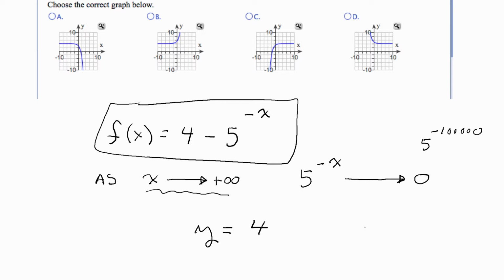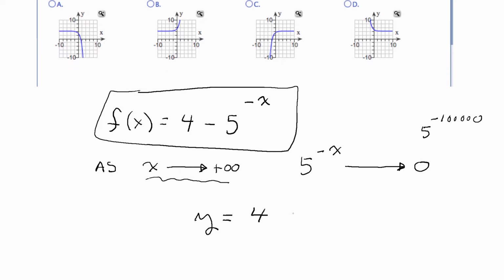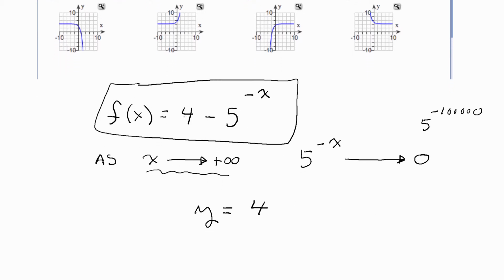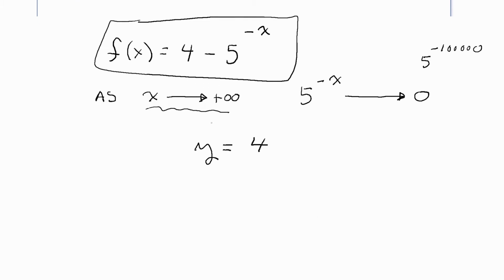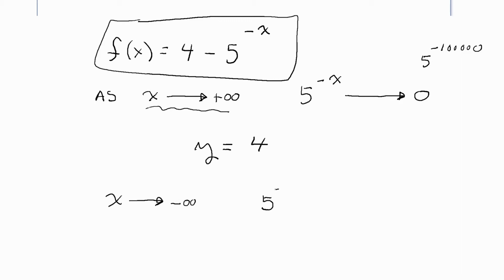Okay. Now notice that another characteristic of this is that let's take a look at what happens if x is going to negative infinity. Well, if x is going towards negative infinity, then this 5 to the minus x is going to go to positive infinity. Okay. Now what's happening here is that if you have very, very large negative numbers, then the minus sign in front of the x makes it 5 to a very large positive number, and that goes to positive infinity.